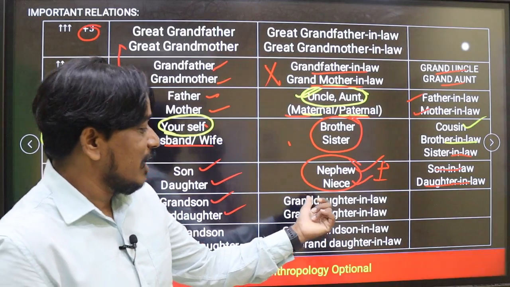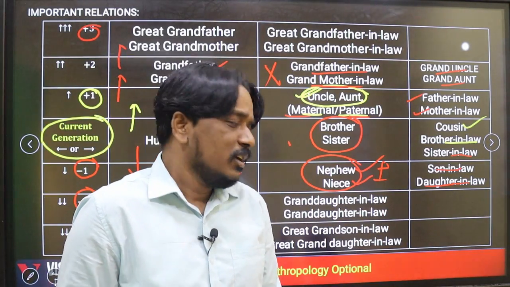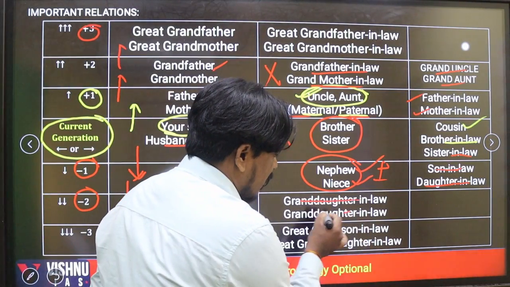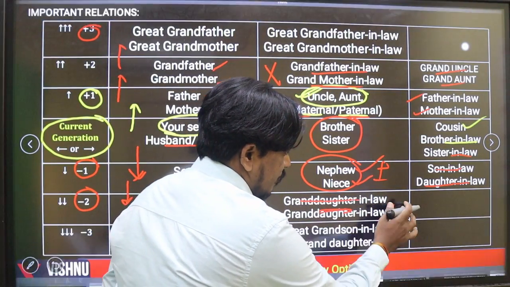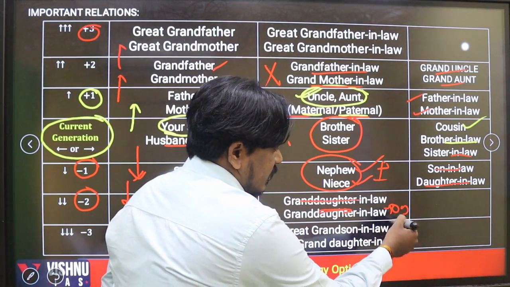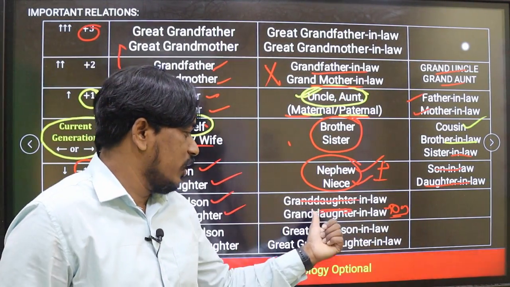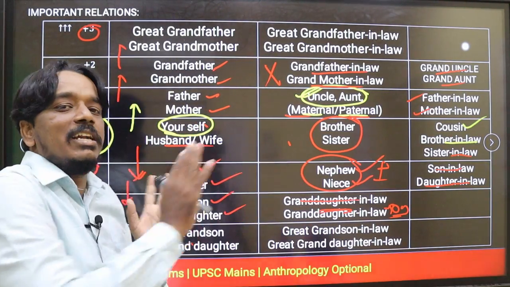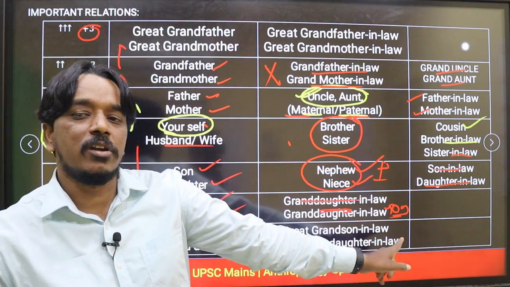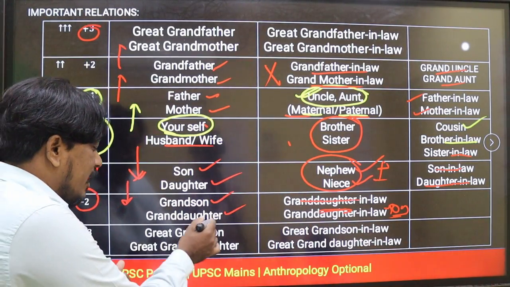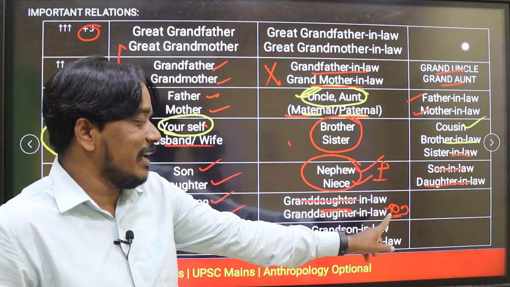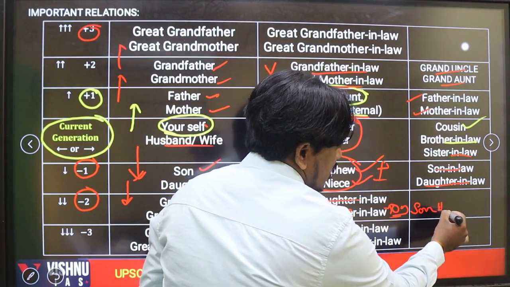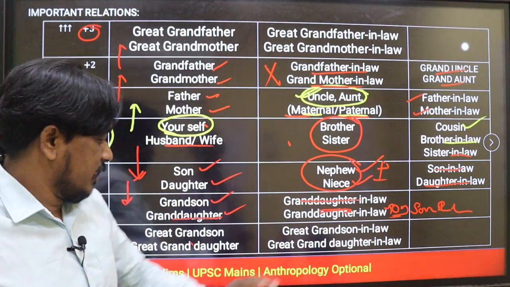The next, if you talk about granddaughter-in-law, grandson-in-law. So what are these 2 points here? Granddaughter-in-law is here. This is grandson-in-law. So first one is granddaughter-in-law, one is grandson-in-law. Now what we have to take here, if your grandson is married, so grandson's wife, granddaughter-in-law. Similarly, if your granddaughter is married, their husband, we can take grandson-in-law. Clear? Very simple.